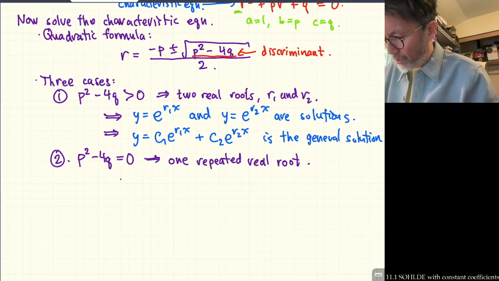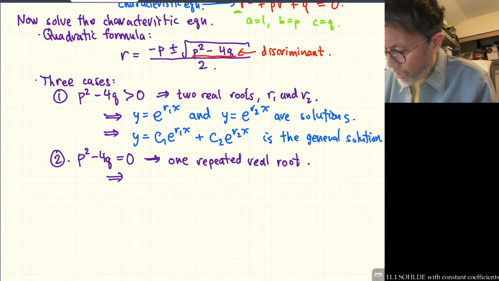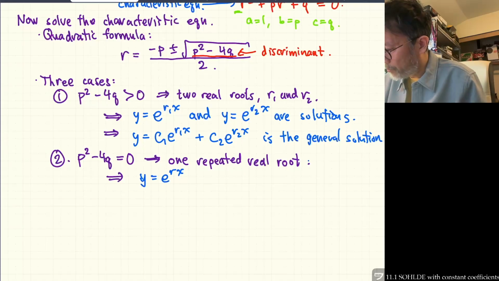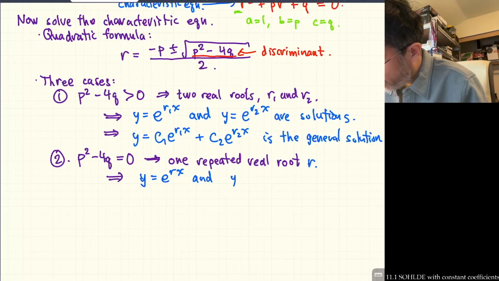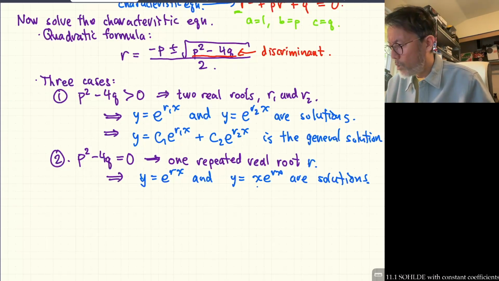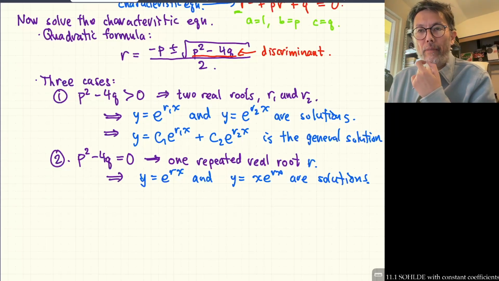And if that's the case, we're going to have to do a little bit of work. And I'll try to justify this in a future video. But I'll say that the solution in this case is that y equals e to the rx. Oh, yeah, we should call the root just r. y equals e to the rx is a solution, but so is y equals x e to the rx. In this special case, where we have a repeated root, we get this weird solution, x e to the rx as a solution, okay?